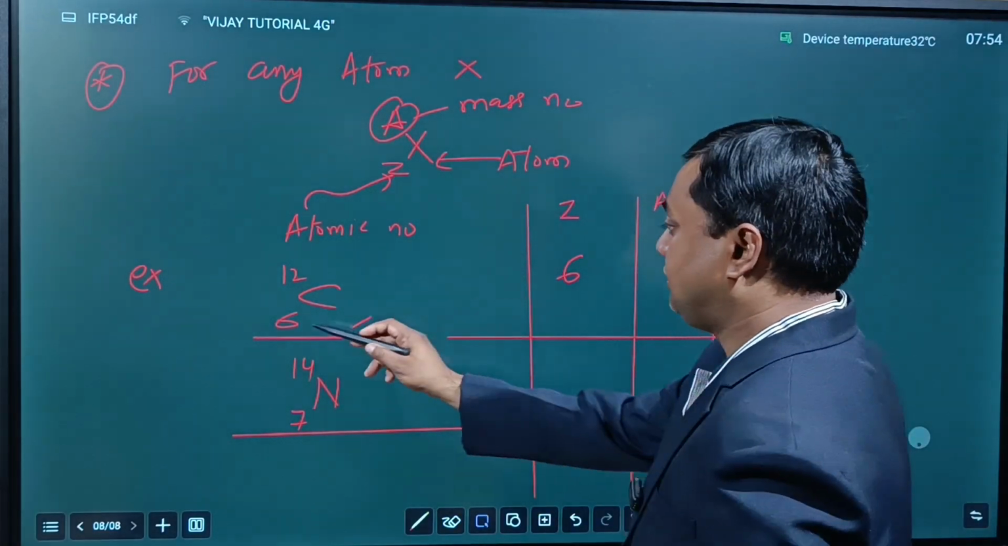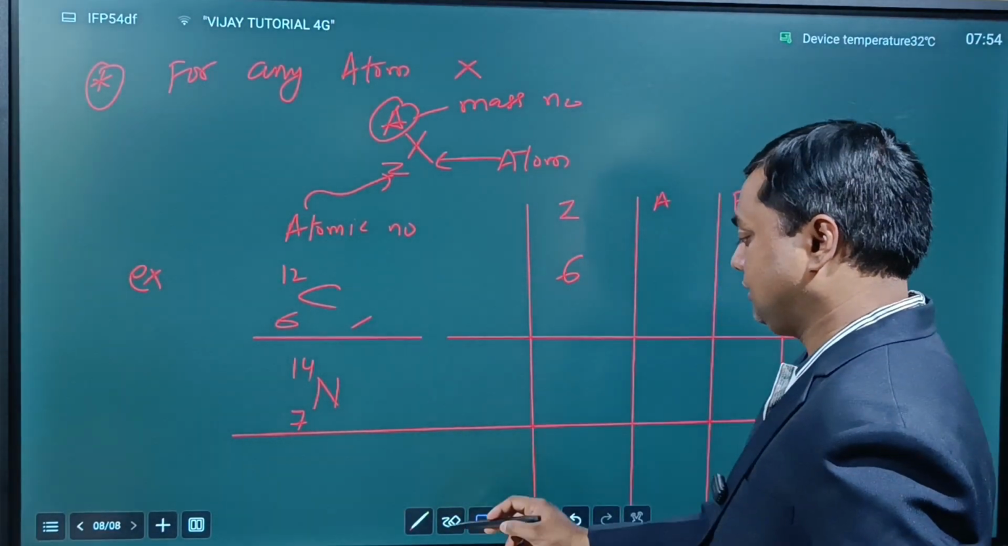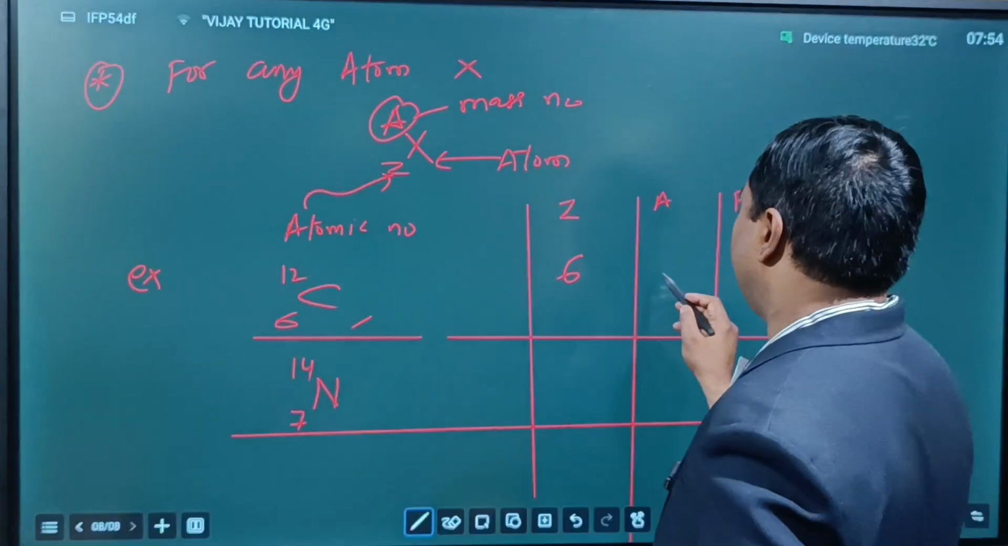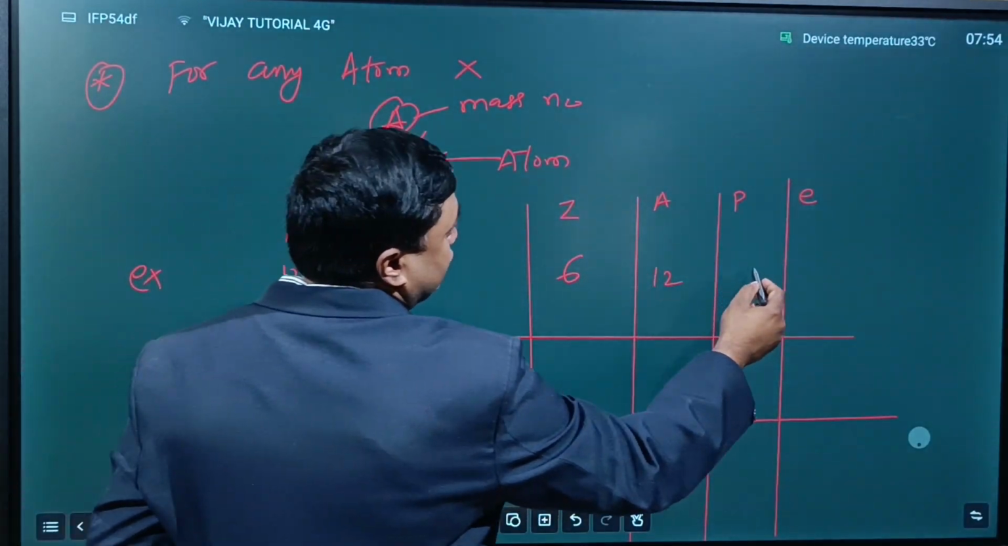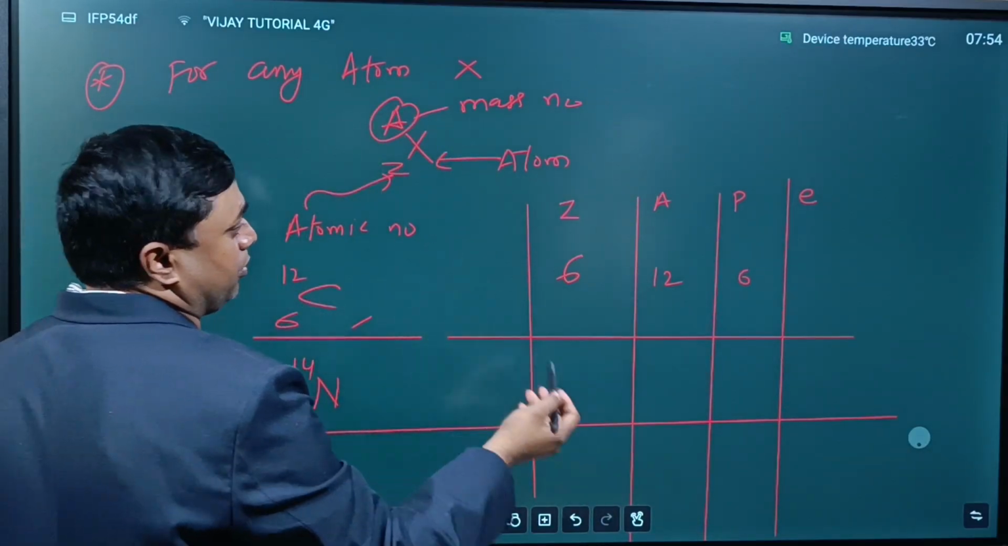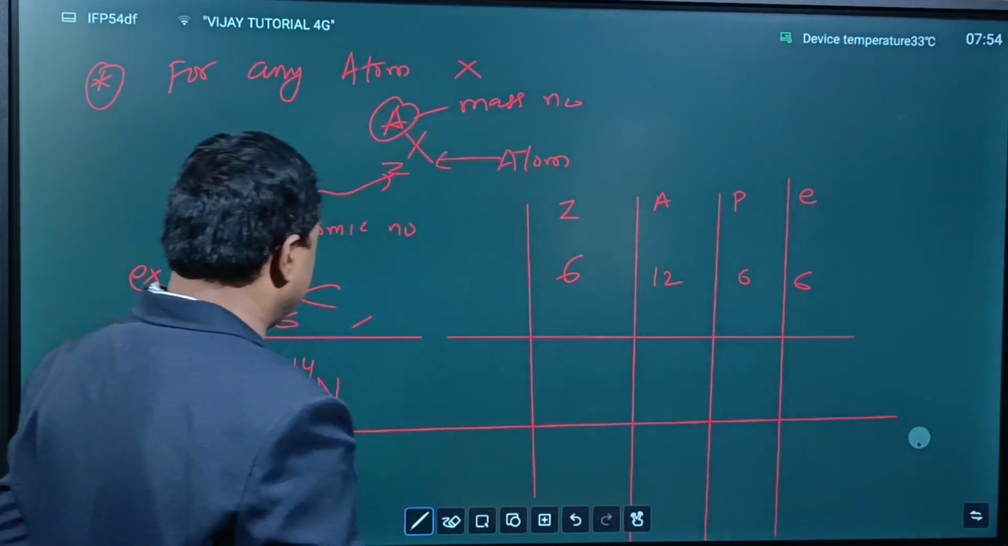Okay, atomic number is 6, which means Z is 6. Here, what is the mass number? 12. Number of protons is equal to what? Atomic number, that is also 6. Generally it is a neutral atom, so the number of electrons is also 6.